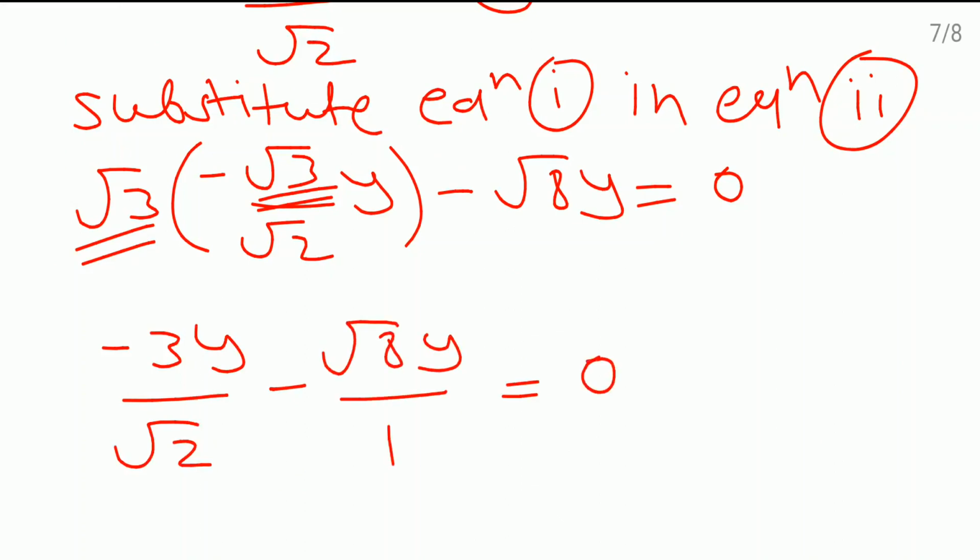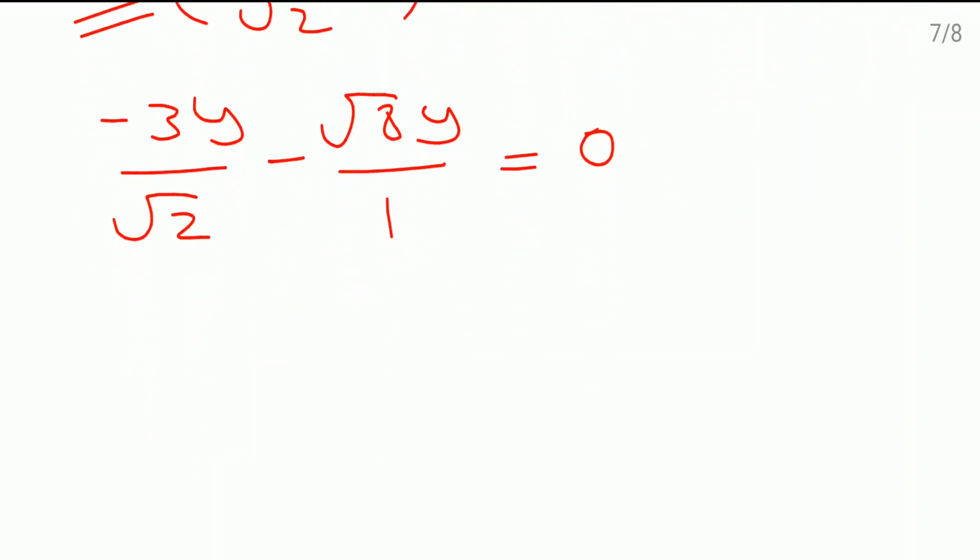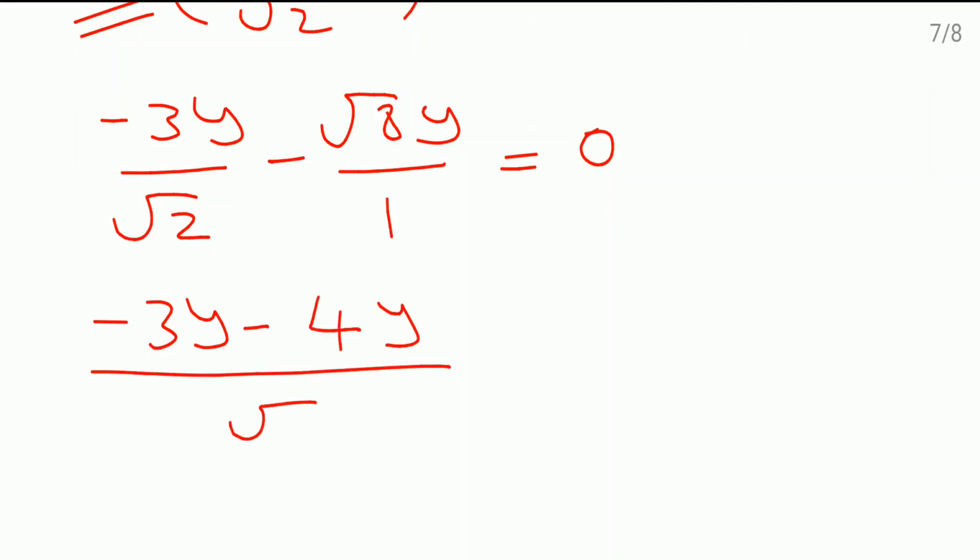I can do the LCM now. See? Now LCM means what? Here minus 3y minus root 2 and root 8 is root 16. Correct? Root 16 means what? 4y divided by root 2, which is equal to 0. Correct? How to get the LCM? Have you understood what I did? Very simply, I multiplied this one and this one first.